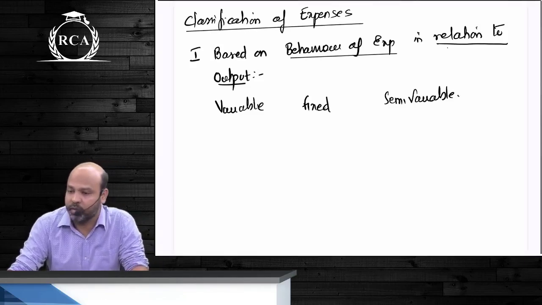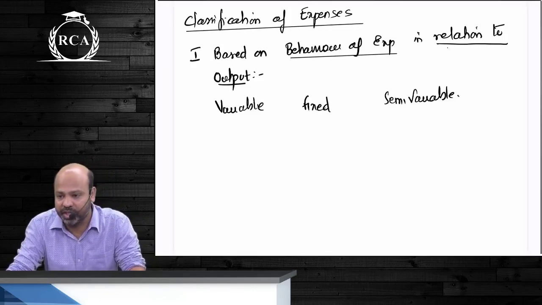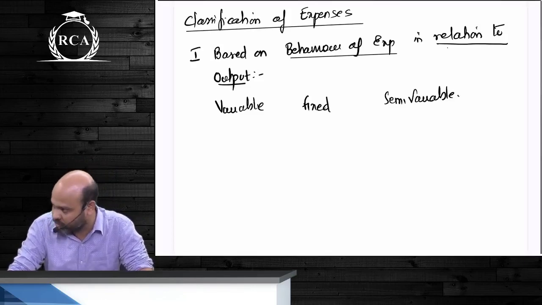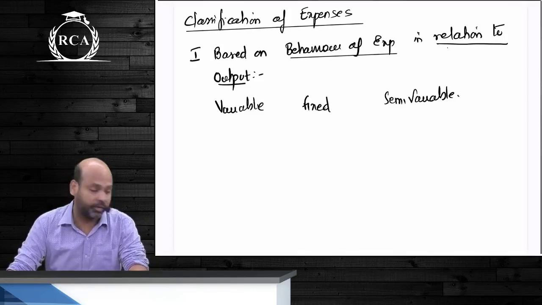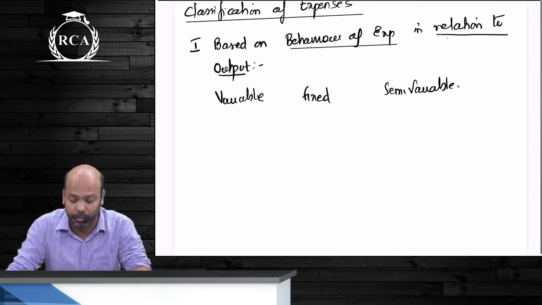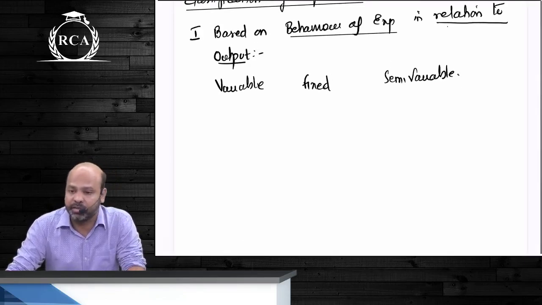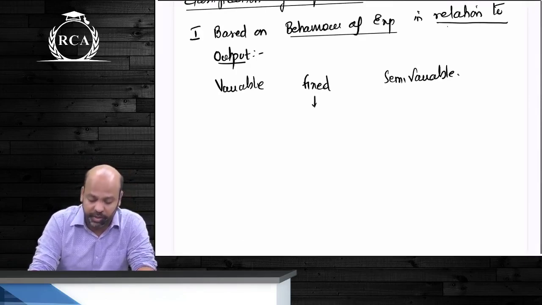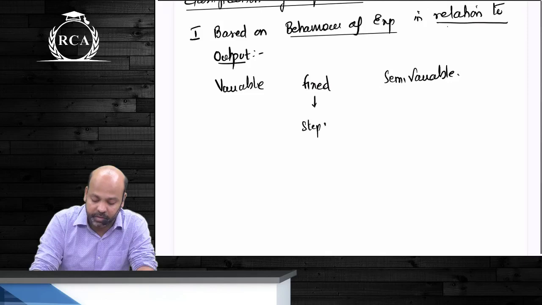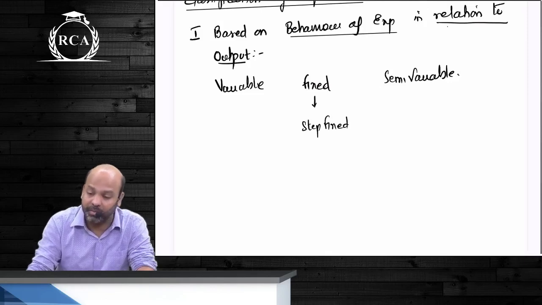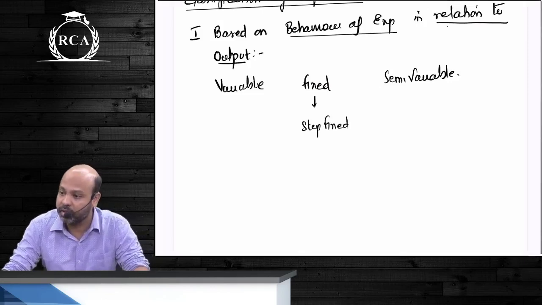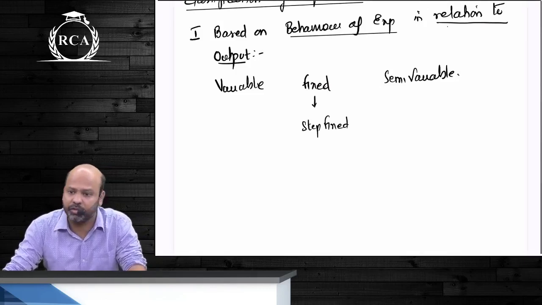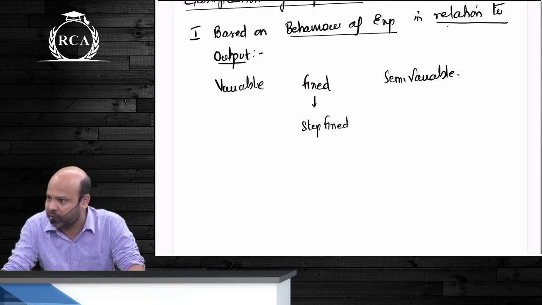Variable expenditure, I told you, changes proportionately with the change in output. Fixed expenditure remains constant, it does not change. Semi-variable will have both variable as well as fixed component. A part of the expenditure will change, a part of the expenditure will remain constant. There's another classification of expenses called step fixed cost. It comes under the category of fixed cost only.